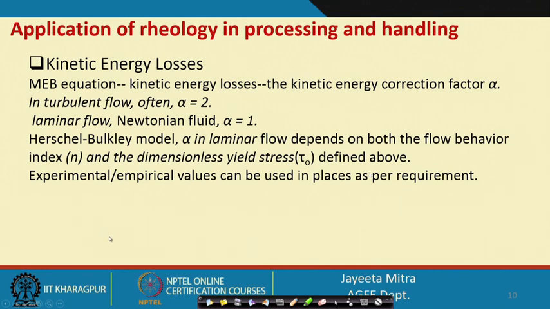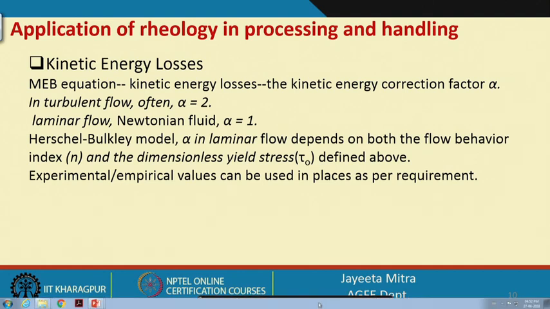So, for all these cases, experimental or empirical values can be used in places as per the requirement. So, you need to know first, by plotting the behavior of the fluid in the shear stress versus shear rate diagram, what kind of behavior it is, whether it is Bingham plastic, non-Bingham plastic, and then based on that you calculate the generalized Reynolds number and also find the alpha value accordingly. And finally, all this we need to put in the mechanical energy balance to find the value of W.